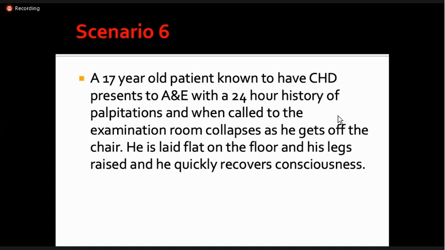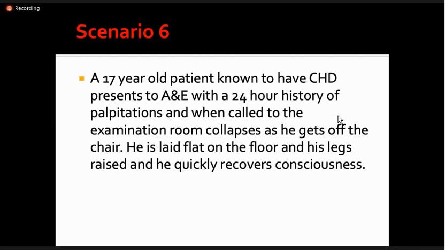So what would you do now? He's briefly lost his consciousness on getting up. We put him on the floor, put his legs up, and he's become conscious again. So what do we need to do now? What do we need to find out? He's come with palpitations and he's a known CHD patient. We need to put him on a monitor and perhaps quickly get an ECG.